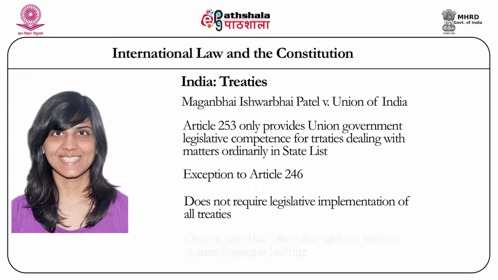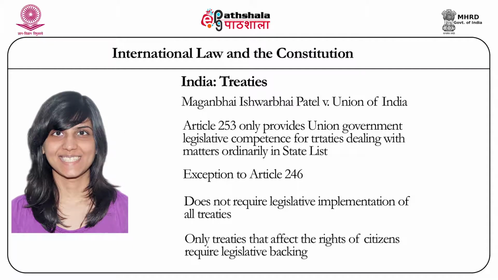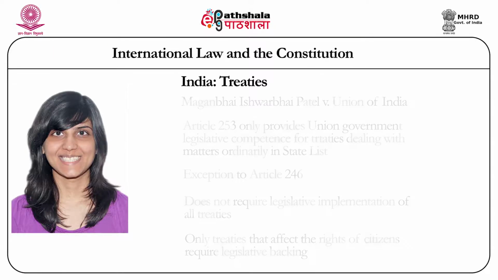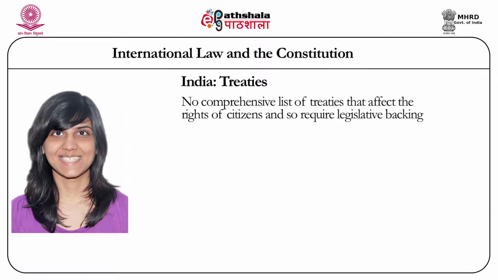Justice Shah held that only treaties which would affect the rights of citizens would require legislative backing in order to be implemented in India. But all other treaties did not require any such action in order to be implemented. So, what are the kinds of treaties which affect the rights of citizens? There is no comprehensive list of such treaties.